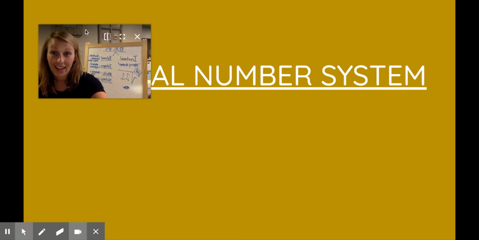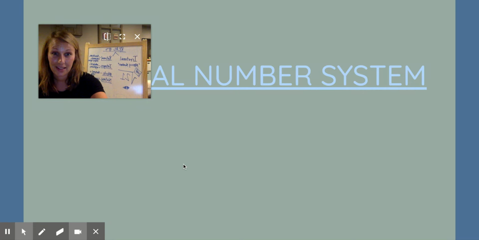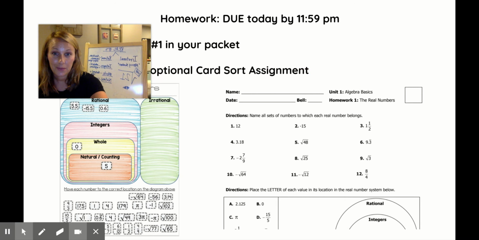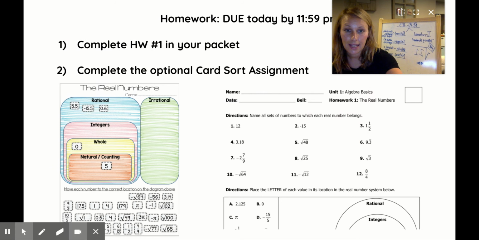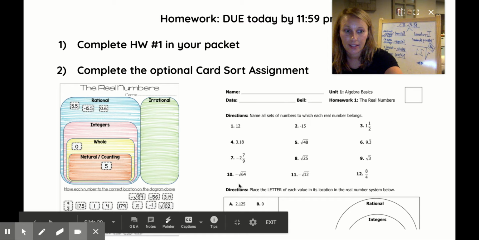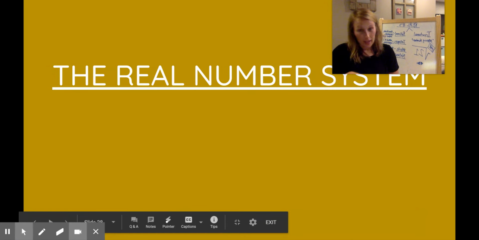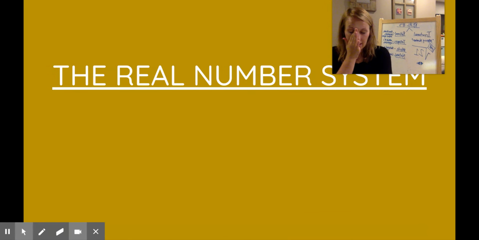Okay, so there you have it, my friends. Ooh, this is the real number system card sorting assignment. Sorry, I gotta go back. If you click on that, it's a live link that brings you to just the example of it.